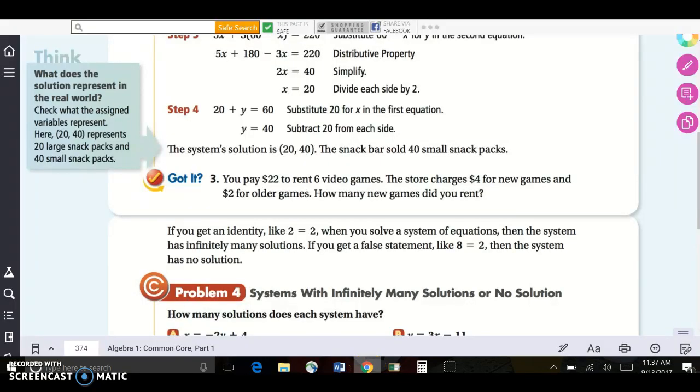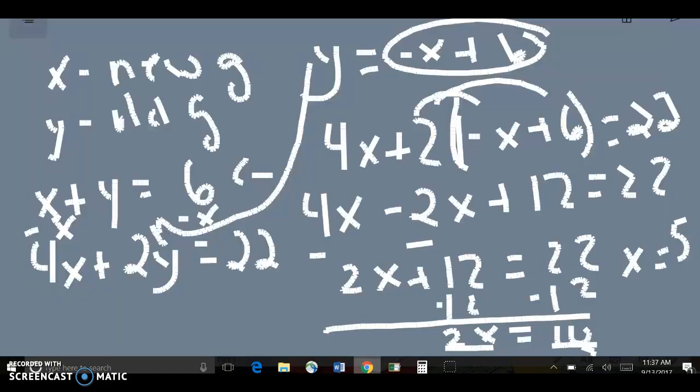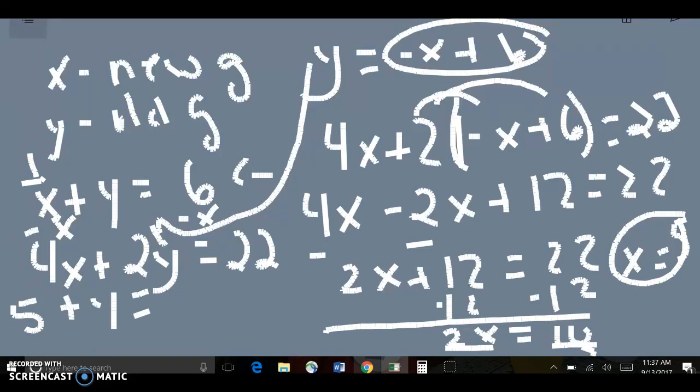So I rented 5 new games. What do they want us to find? How many new games? Oh, I'm not going to stop though. Even though that's what they asked us for, I am going to keep going and find the rest of this solution. And I'm going to do it the easy way. I'm just going to take my 5 and plug it into this really quick and easy equation right here. So I have 5 plus y equals 6. And I'm going to subtract 5 from both sides. And I get y equals 1.